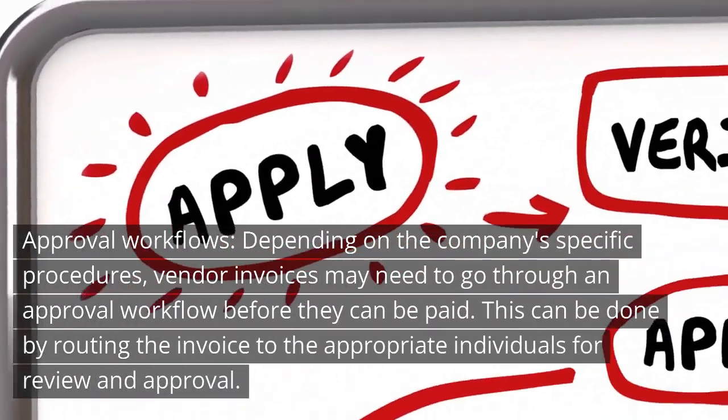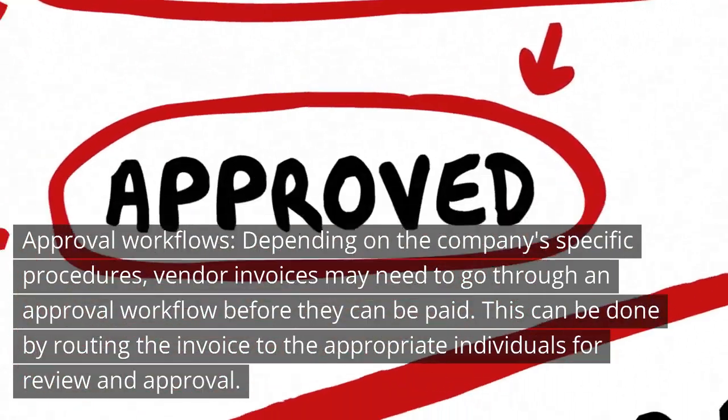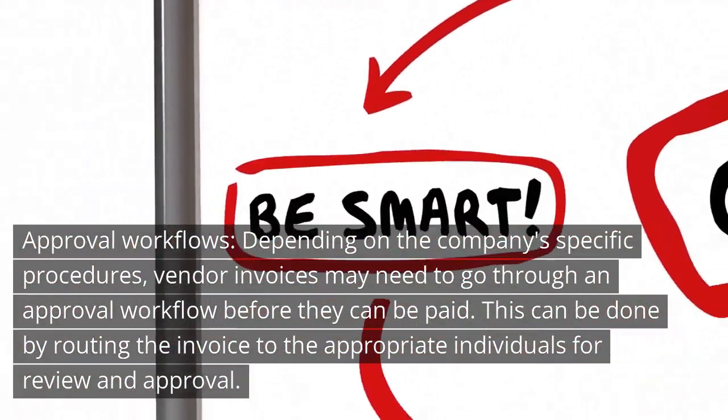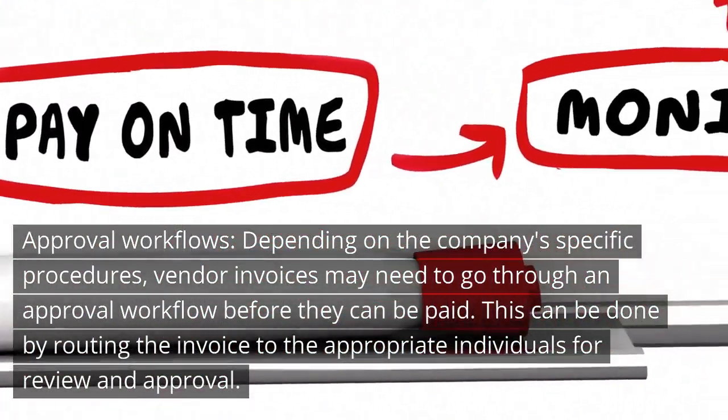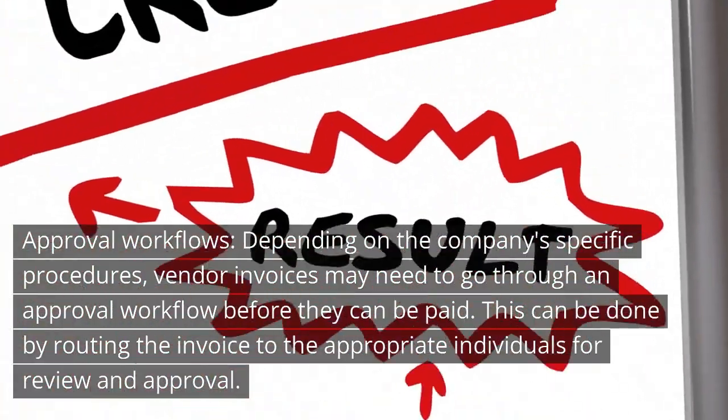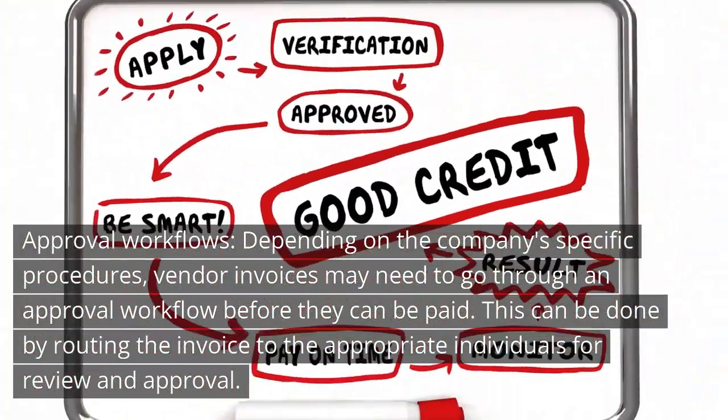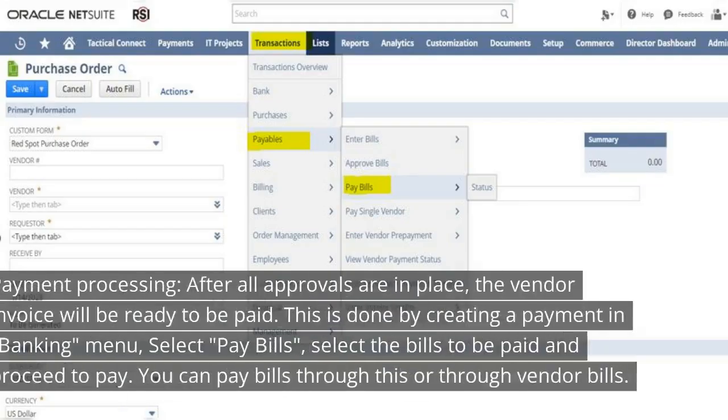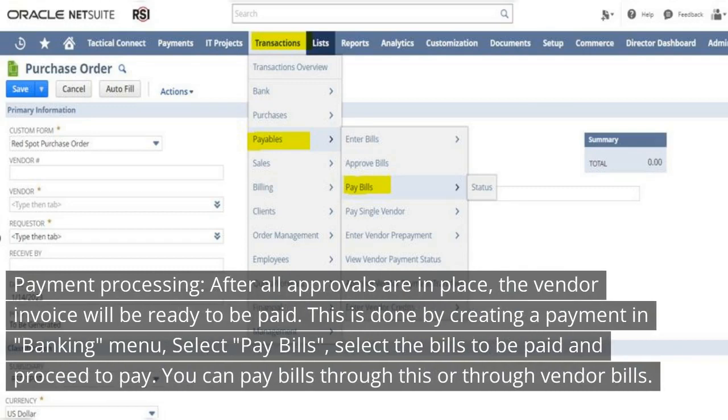Approval workflows. Depending on the company's specific procedures, vendor invoices may need to go through an approval workflow before they can be paid. This can be done by routing the invoice to the appropriate individuals for review and approval. Payment processing. After all approvals are in place, the vendor invoice will be ready to be paid. This is done by creating a payment in the Banking menu, selecting Pay Bills, selecting the bills to be paid, and proceeding to pay. You can pay bills through this or through vendor bills.